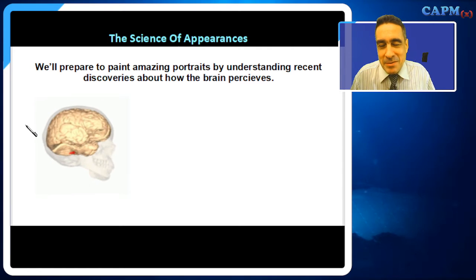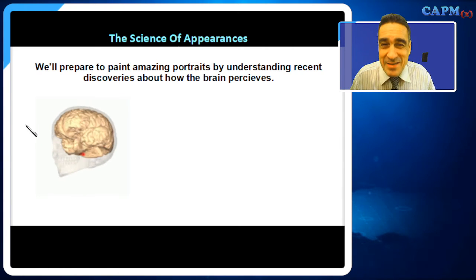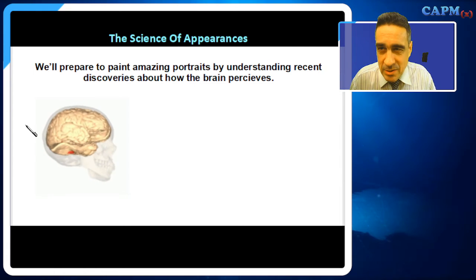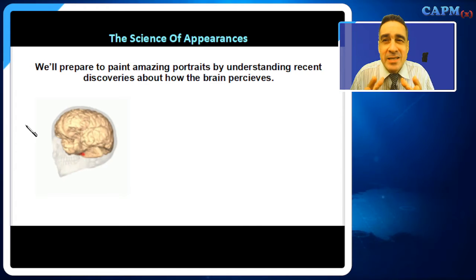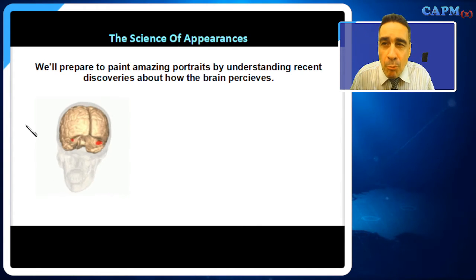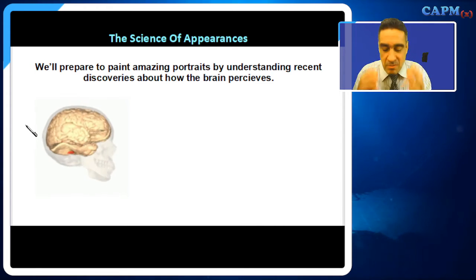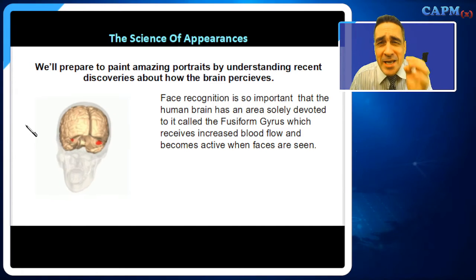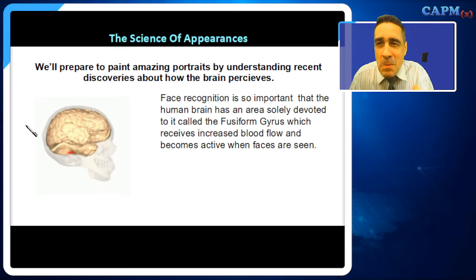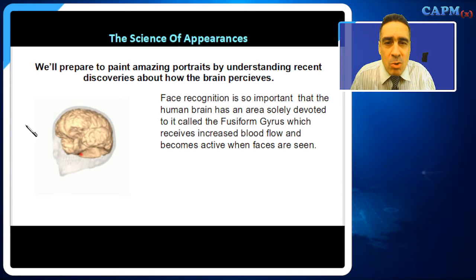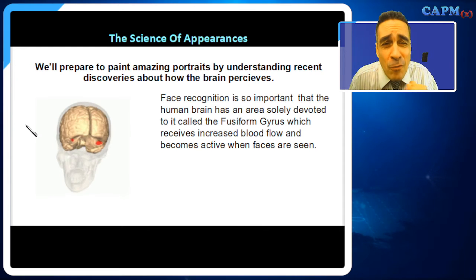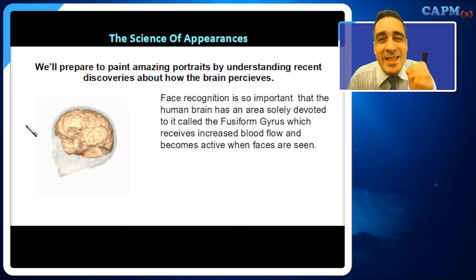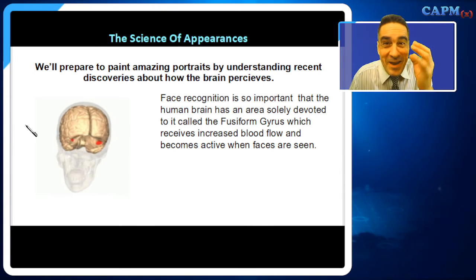And also, continuing on the subject of the science of appearances, we'll prepare to paint amazing portraits by understanding recent discoveries about how the brain perceives the human face. Facial recognition is so freaking important that the human brain has an area solely devoted to it called the fusiform gyrus. Kind of reminds me of the name of Miley Cyrus. That's right, your brain twerks every time it sees a face.